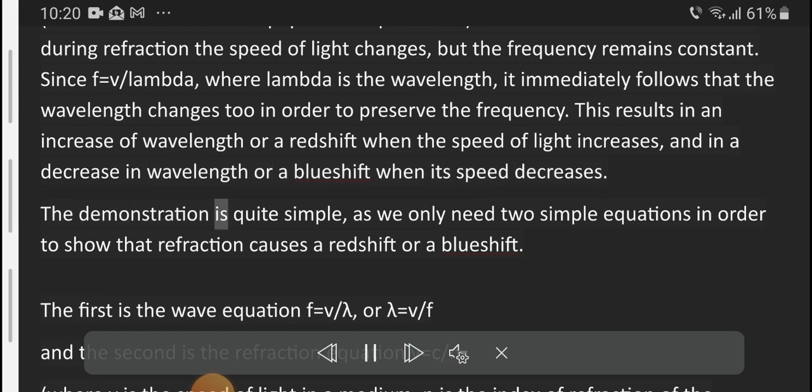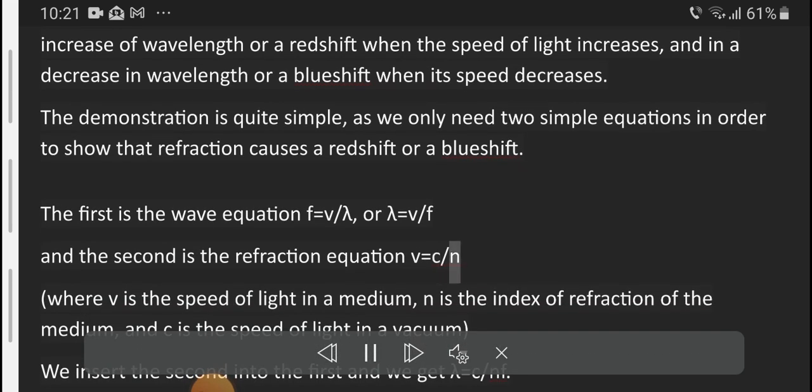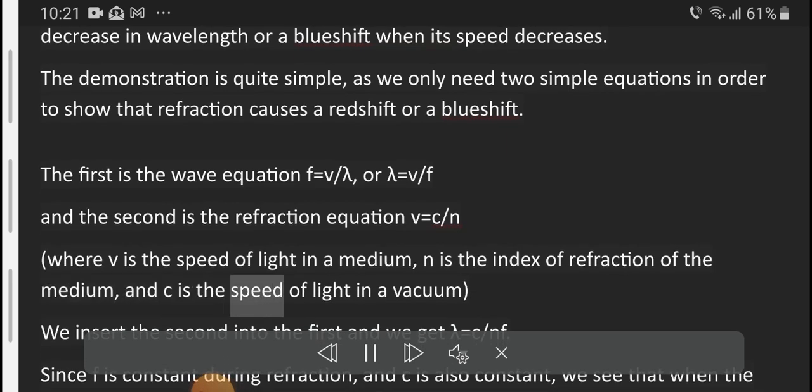The demonstration is quite simple, as we only need two simple equations in order to show that refraction causes a redshift or a blue shift. The first is the wave equation f equals v lambda, or lambda equals v/f. And the second is the refraction equation v equals c/n, where v is the speed of light in a medium, n is the index of refraction of the medium, and c is the speed of light in a vacuum. We insert the second into the first and we get lambda equals c/nf.